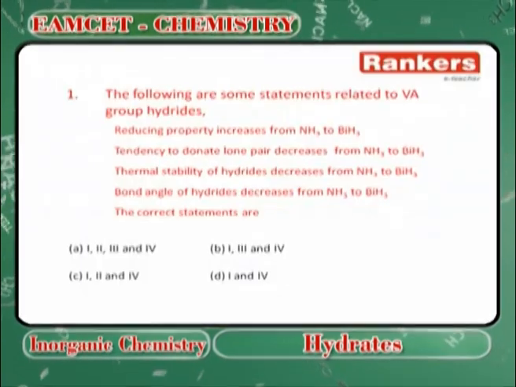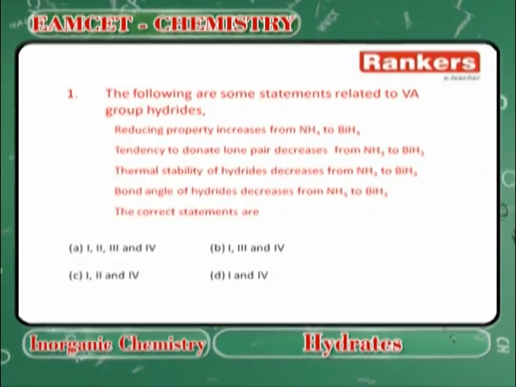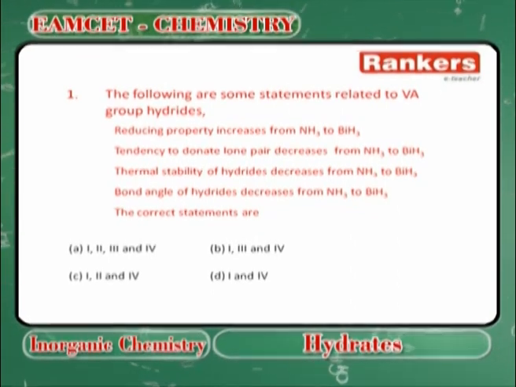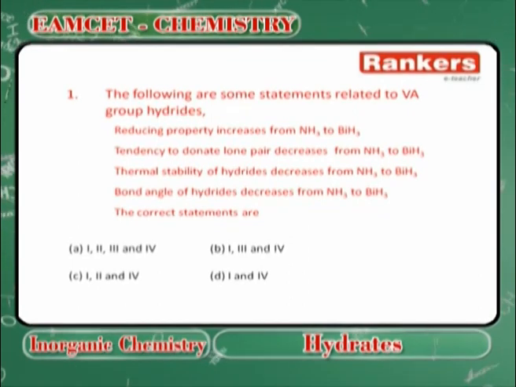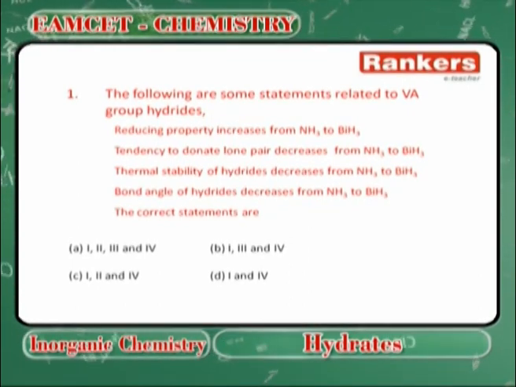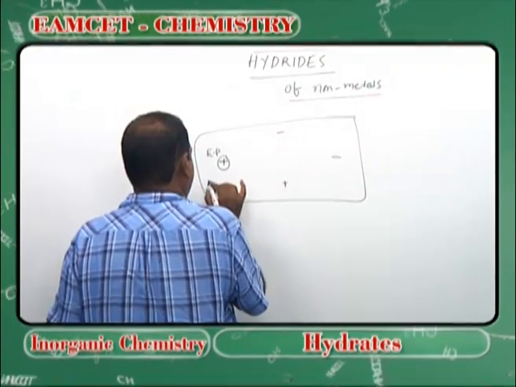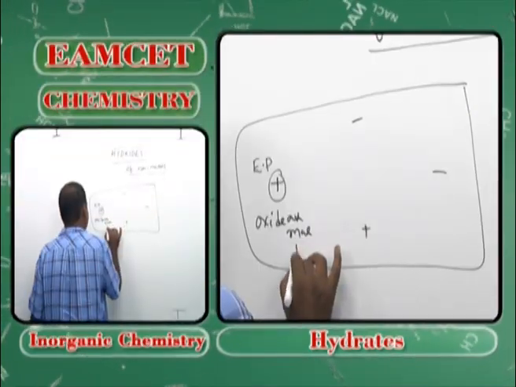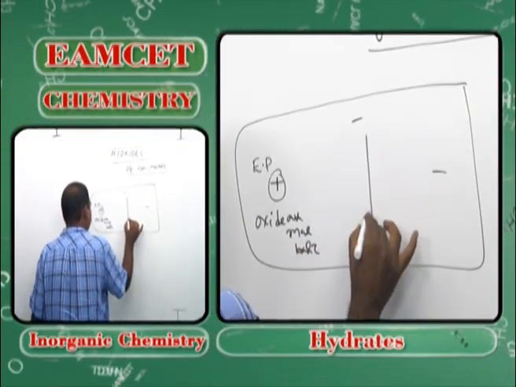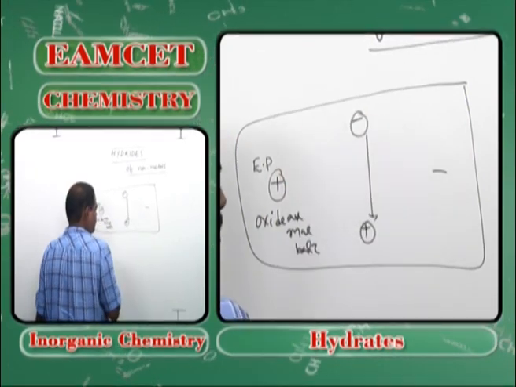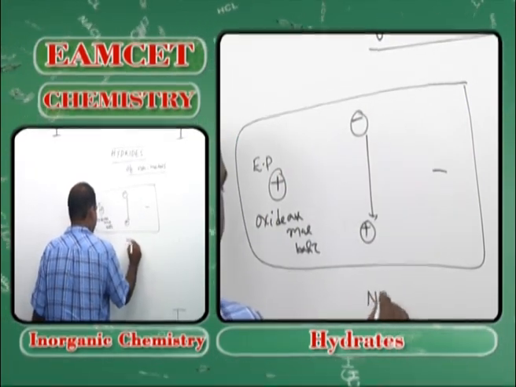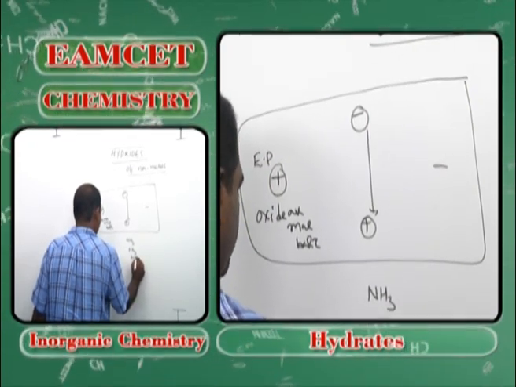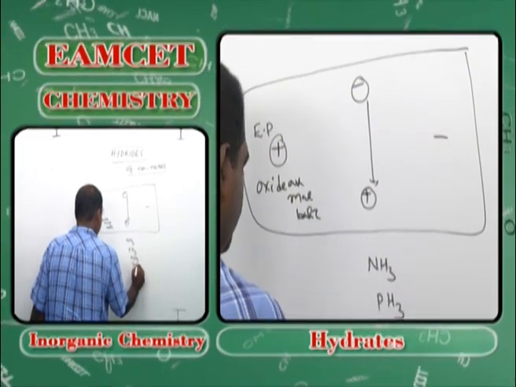Statement 2 is right. Wait a minute. I want to warn you against something. In the last class, if you remember well, I gave plus minus minus plus. I don't know whether you remember that or not. Plus means electropositive, more electropositive, and oxides are more basic. So what should happen? Top to bottom, basicity should increase. Okay. NH3, PH3, AsH3, arsine, stibine, bismuthine.